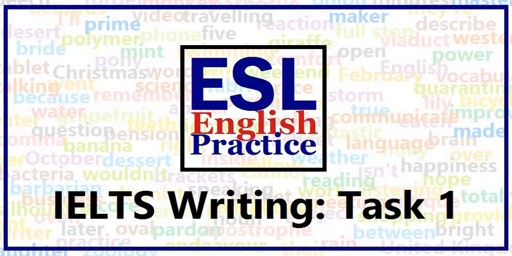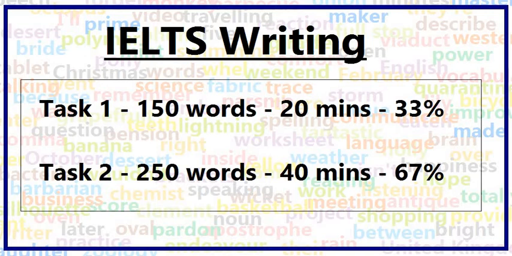In today's video, we're going to be looking at IELTS Writing Task 1. The IELTS Writing test consists of two tasks. For Task 1, you should write at least 150 words. You should spend about 20 minutes on that part, and it's worth 1/3 or 33% of your final mark.